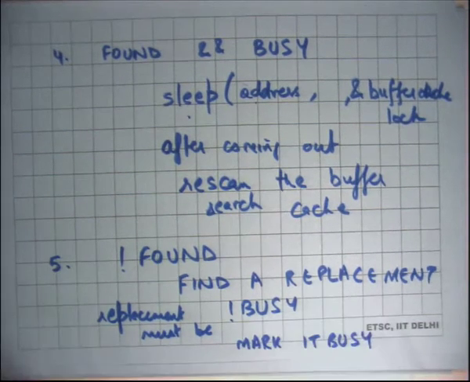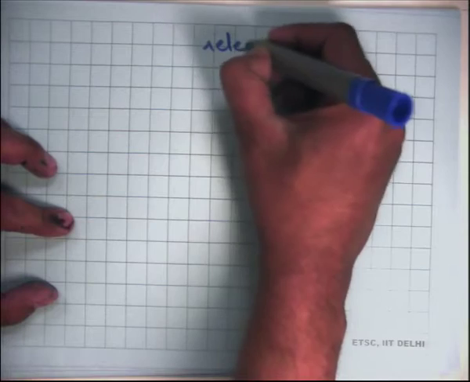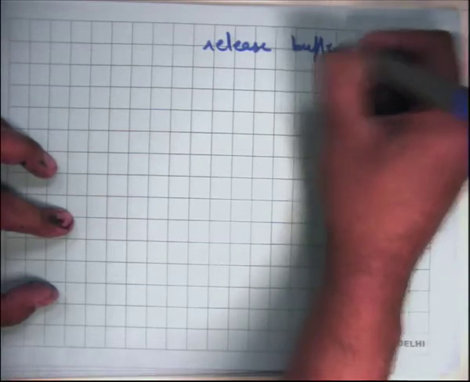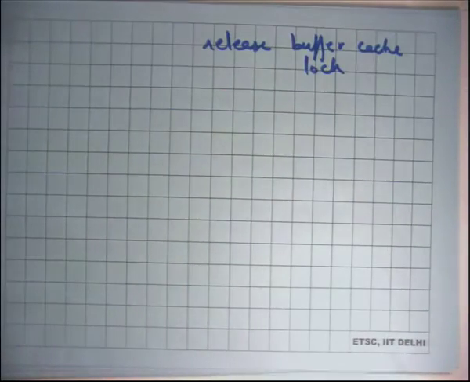You mark it busy because now you have decided that you're going to operate on this particular block. Once you have marked it busy, at this point you can release the buffer cache lock. So basically you use the global lock to get the fine-grained lock, and once you've got the fine-grained lock, which means you've marked it busy, you release the global lock. Now you have the busy bit set, so nobody else can touch it till you make it not busy.